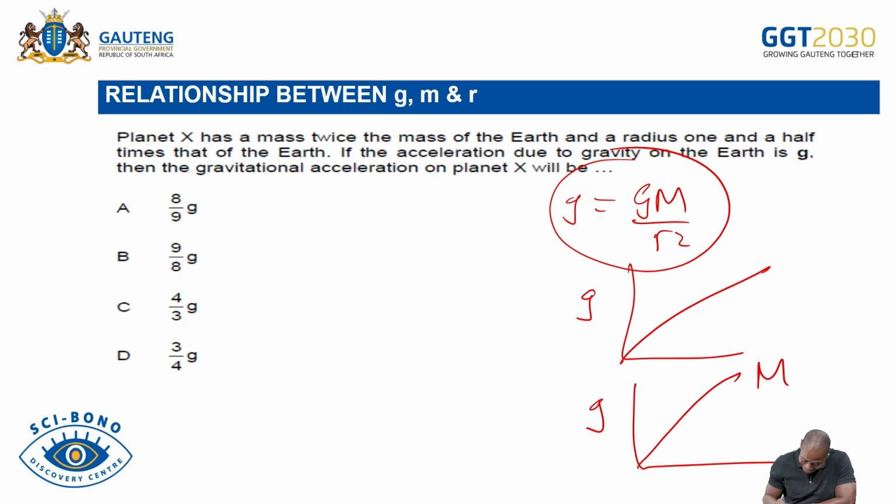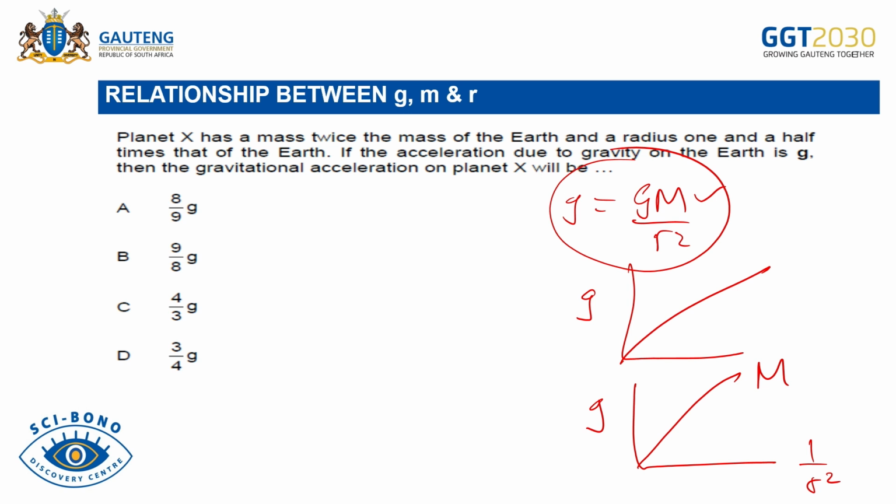So if you increase the mass of the planet, moving from planet A to planet B, let's say the mass of A is less than the mass of B, then we are moving from a smaller mass to a bigger mass. What will happen to the acceleration due to gravity? It's also going to increase, provided the radius is the same. So g and M are directly proportional at constant r. G and the inverse of the radius squared are also directly proportional at constant M. Those are the things you need to be careful about, again the issue of proportionality.